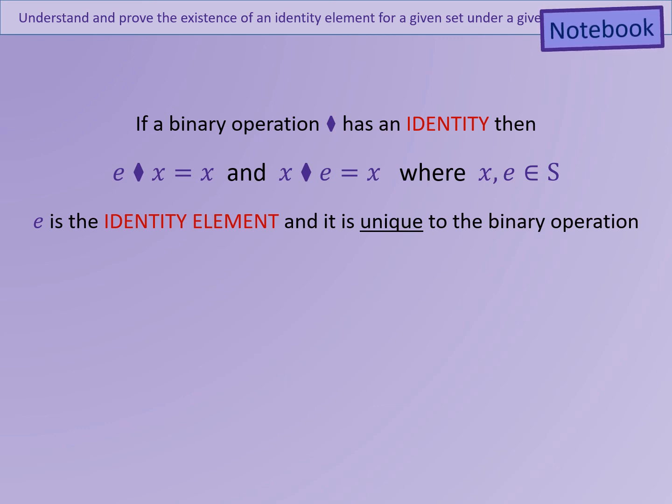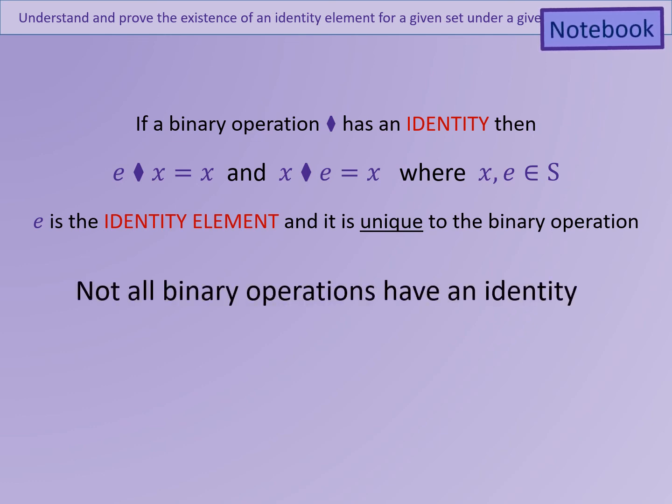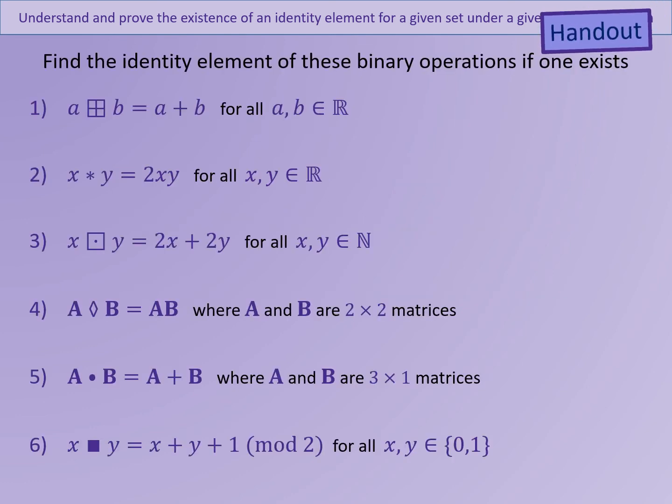The identity element is unique to a binary operation. In other words, there would only be one E that would work for each binary operation. A set would not have more than one identity. Not all binary operations have an identity. Also, the identity needs to be the same identity for any x value. We cannot have different identity elements for different elements. It has to be the same value for the entire set. For each of the following binary operations, decide whether or not there is an identity element. If it exists, state what it is.